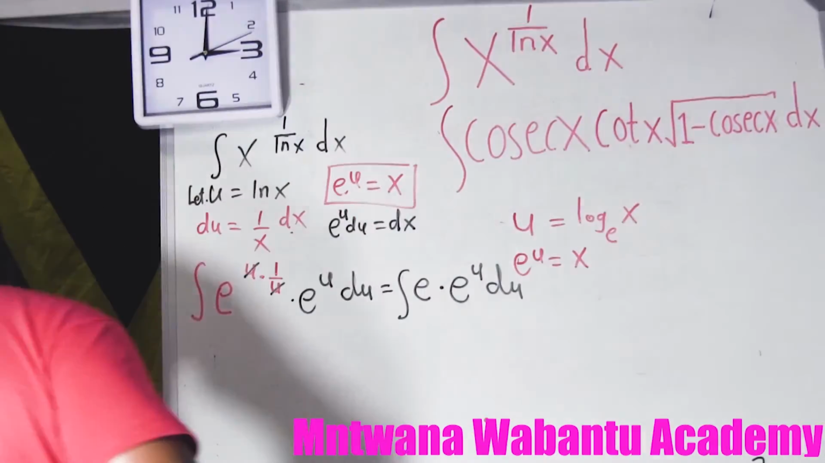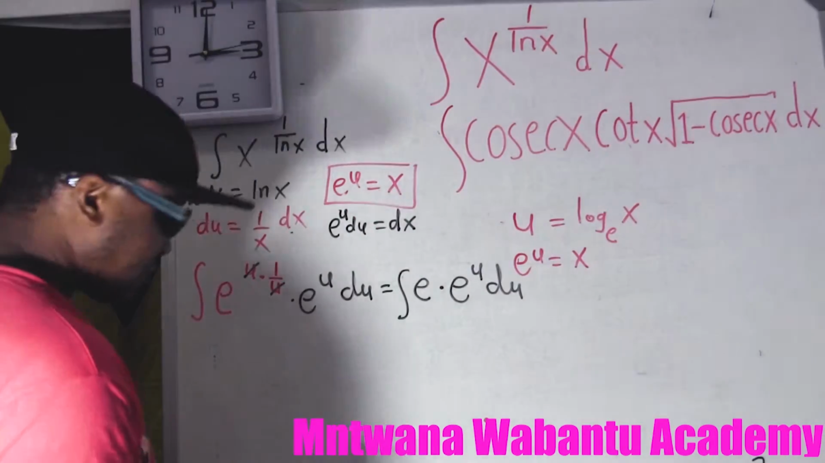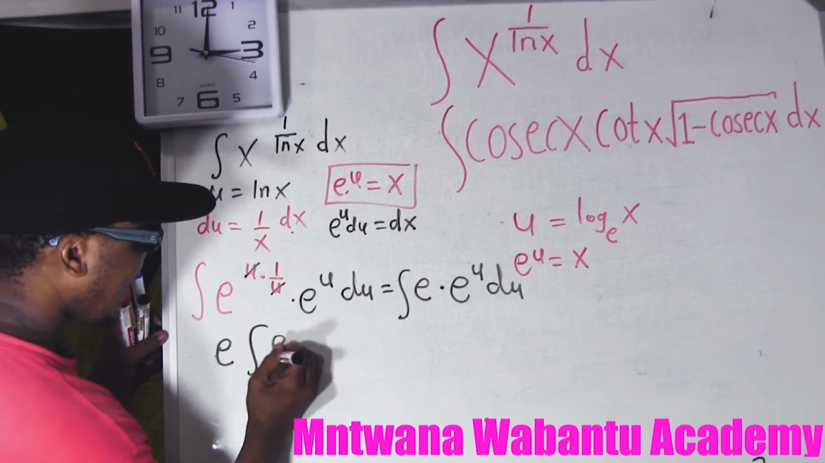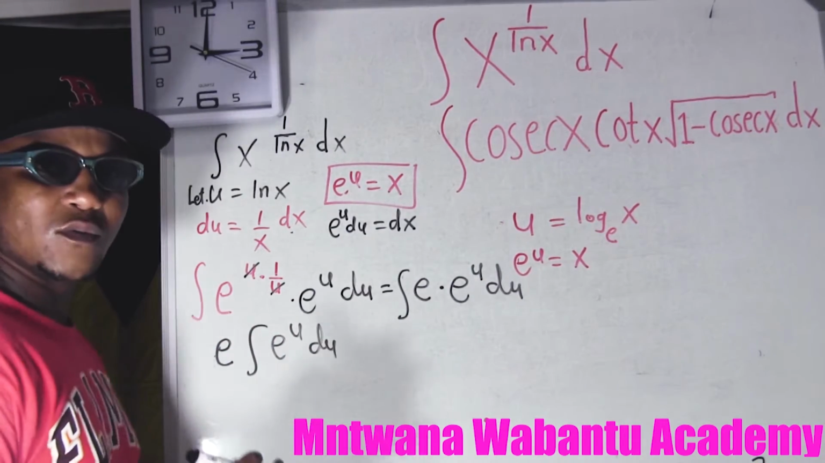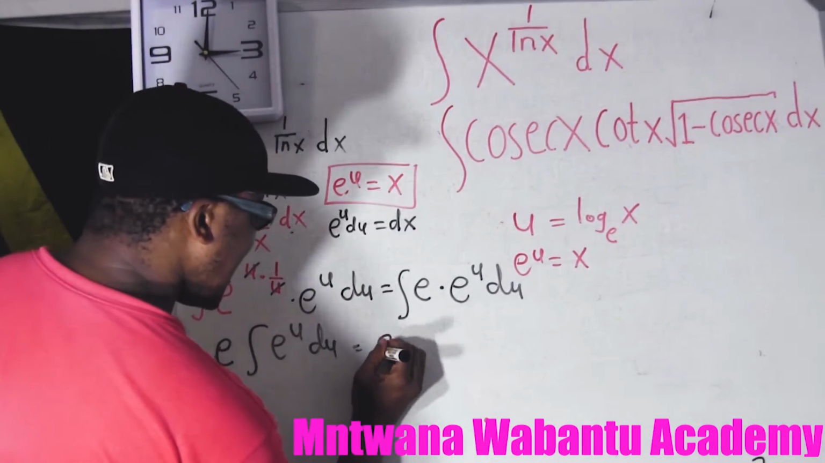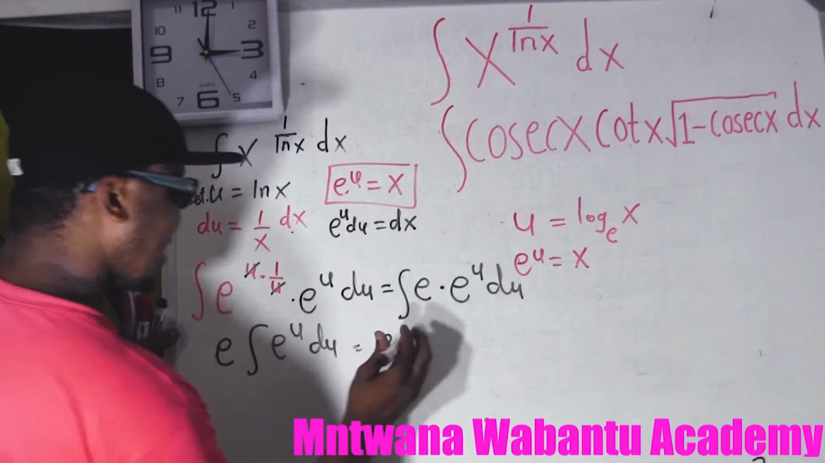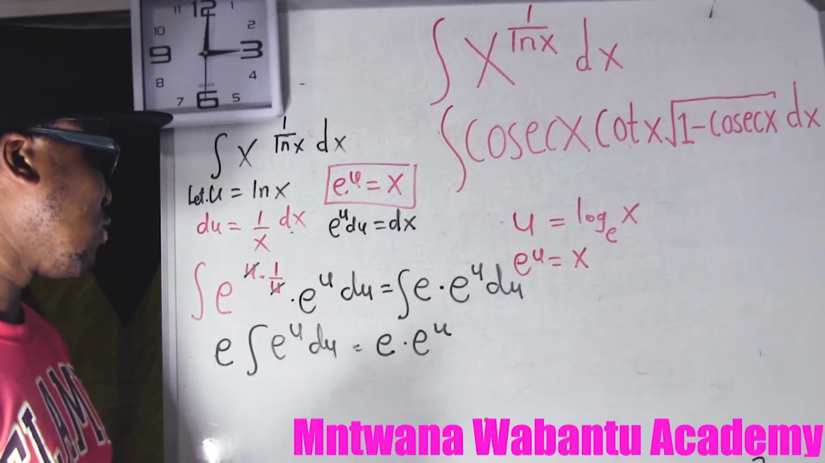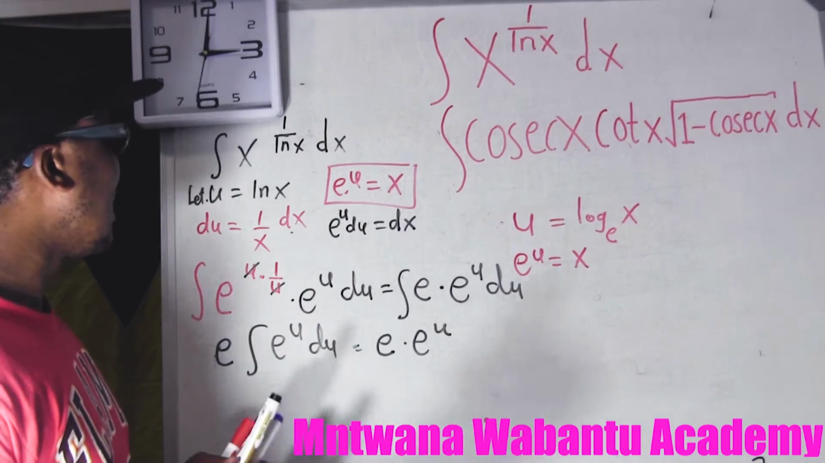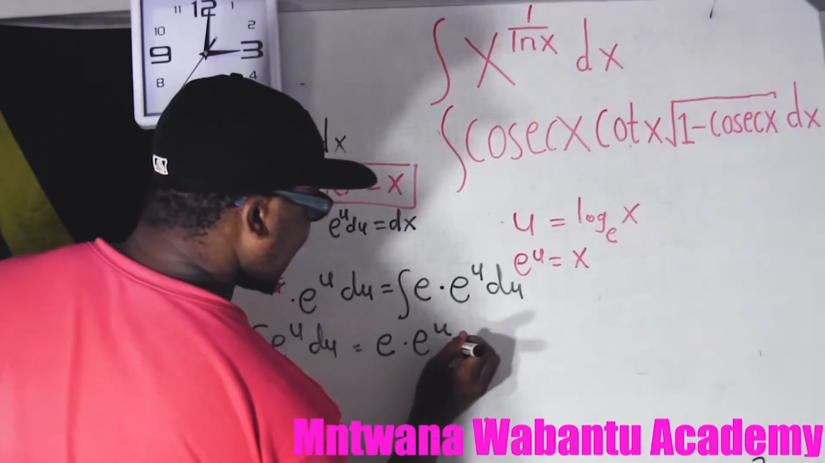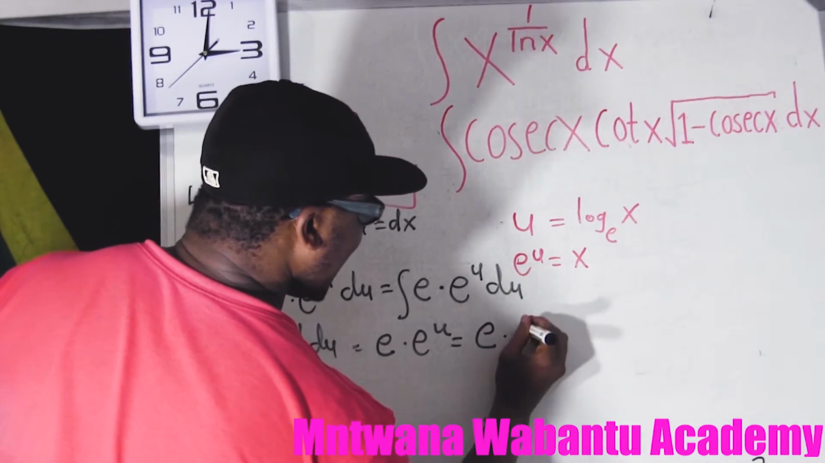It's easy. So I'll just simply say it is e. I'll take this e back. So I'm left with the integral of e power u du. When you integrate e power u, it equals e power u. So this is going to be e, which we have here, and then e power u. But we know the value of u. What is the value of u? u equal to ln of x. So this time we say e, and then we have e power ln of x.